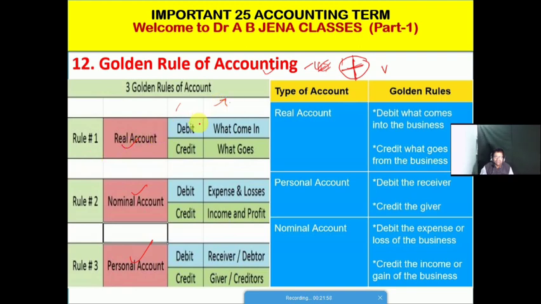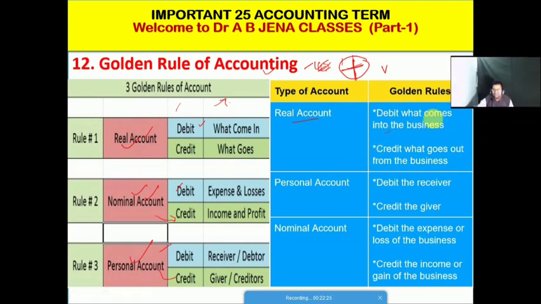Rule 1, real account. In each and every account, debit will be there and credit will be there. Similarly, in the nominal account, debit is there and credit is also there. In the personal account, so debit होगा, credit भी होगा. So in the dual accounting concept or double entry system, what is the rule? In a real account, debit what comes into your business and credit what goes out from your business. Real accounts are normally related to the assets or properties of the business. In a separate video we will discuss. Suppose you purchase one furniture, the furniture will be debited, and whatever amount you pay in cash, the cash asset, will be credited. So your purchase account will be debited and the cash account will be credited.